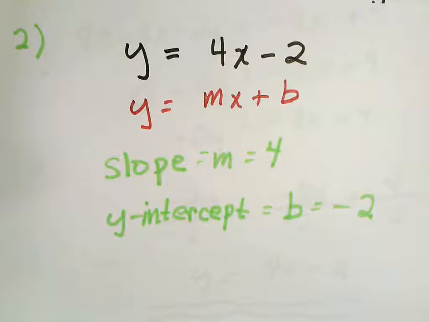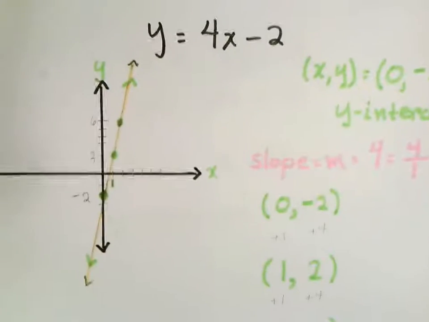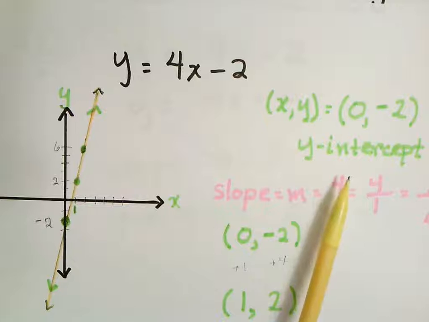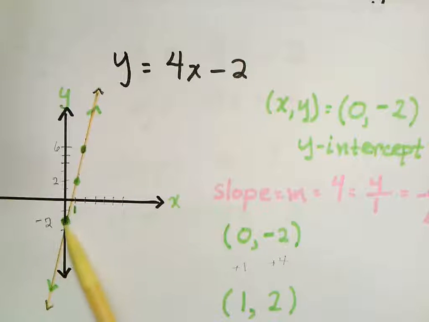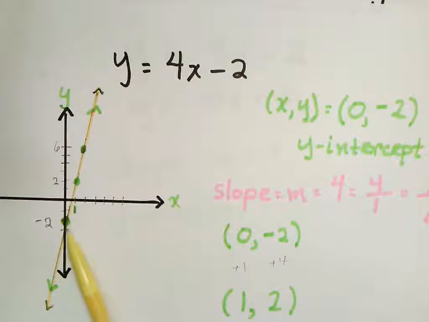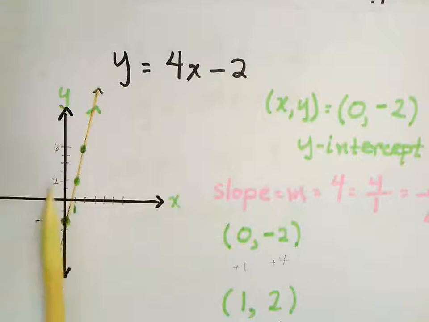The next thing that we're going to do, we're going to graph this line. Now, the y-intercept is negative 2. And here I put a little dot on the y-axis at negative 2. On the y-axis, each x-coordinate is 0. Therefore, I wrote the coordinates for the y-intercept. The coordinates will be (0, negative 2), because for any point on the y-axis, the x-coordinate is 0.